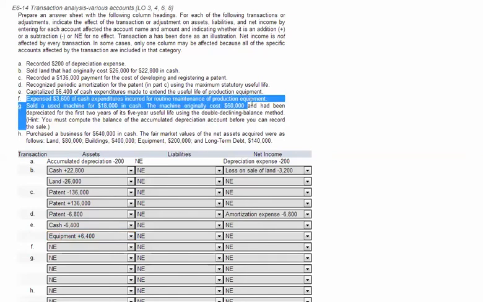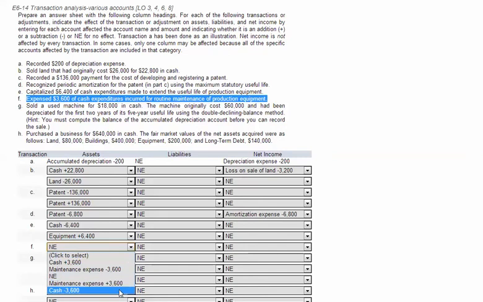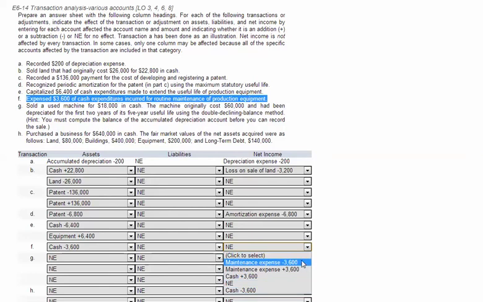How about F? Expense $3,600 of cash expenditures incurred for routine maintenance equipment. In this case, we get to expense it. So when we pay for that, $3,600, cash goes down, which is an asset. Expenses go up by $3,600, but remember that ultimately decreases our net income or our equity. So we will have maintenance expense there, minus $3,600.